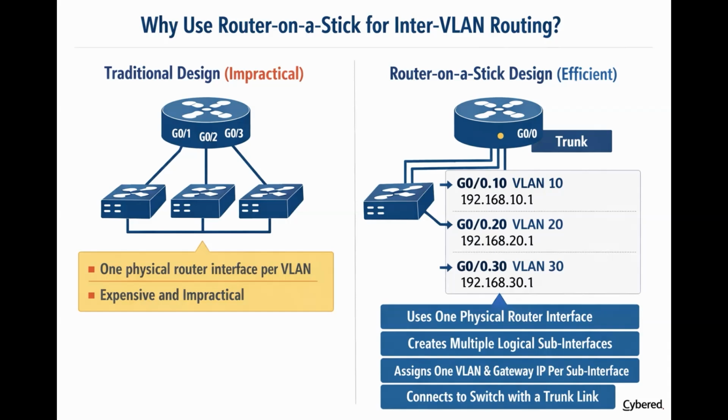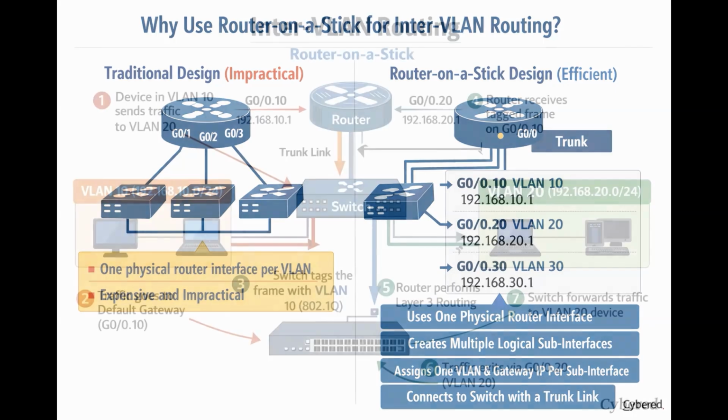Normally, each router interface connects to a single subnet and acts as that subnet's default gateway. In a network with multiple VLANs, each with its own subnet, this would require one physical router interface per VLAN, an expensive and impractical solution. Router on a stick solves this by using one physical router interface, creating multiple logical sub-interfaces, assigning one VLAN and one default gateway IP to each sub-interface, and connecting the router to the switch using a trunk link.